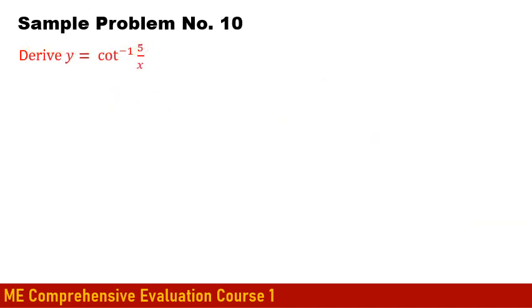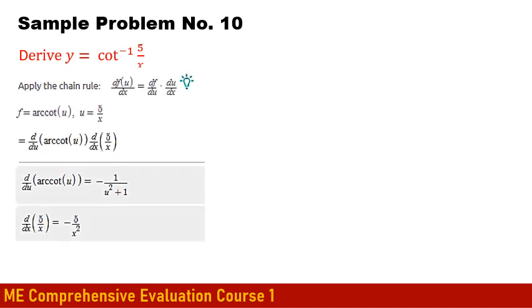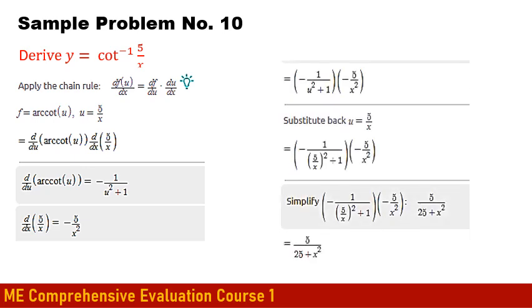Then finally, we have y is equal to the arccot of 5 over x. So we'll still apply the chain rule, where our f is arccot of u and our u is equal to 5 over x. So putting the value of f and u in the chain rule formula, and differentiating first the arccot, that is just negative 1 over u squared plus 1 in our formula. And the derivative of 5 over x is simply negative 5 over x squared. So putting back this in the working formula and substituting the result by putting back 5 over x again, we will have negative 5 over 25 plus x squared.